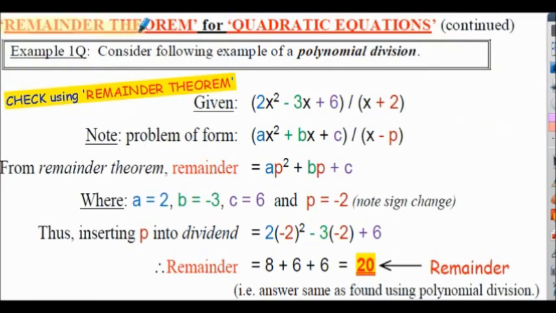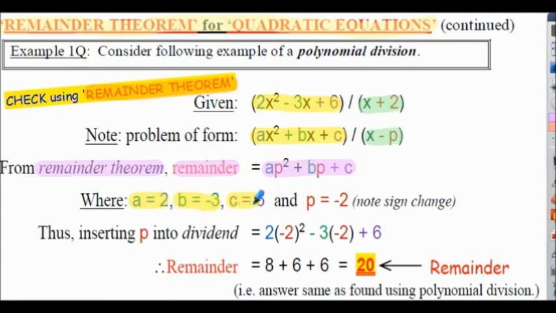Remainder theorem for quadratic equations continued. Let's now check the remainder that was found using polynomial division on the previous slide by using the remainder theorem. So repeating the calculation, we're asked to divide 2x squared minus 3x plus 6 by x plus 2. You can clearly see this is of the form ax squared plus bx plus c divided by x minus p. We know from the remainder theorem the remainder is ap squared plus bp plus c, where a is 2, b is -3, and c is +6. And note that p to be used in the remainder theorem is actually -2.